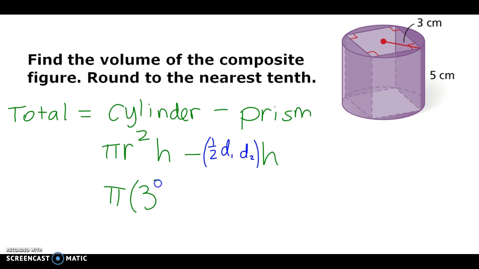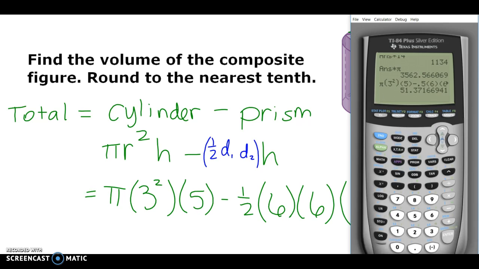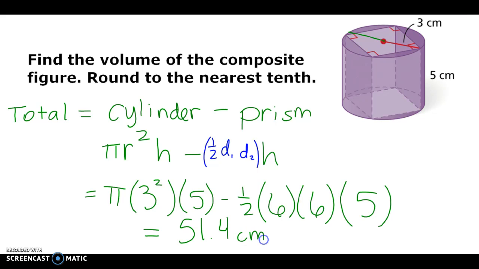So pi times 3 squared. What's the height from base to base? 5. Times 1/2 times what's the first diagonal going to be? 6. The other diagonal is going to be the exact same, because they're inside each other. Then the height from base to base, 5. So to the nearest tenth would be 51.4. What are our units? Centimeters cubed.